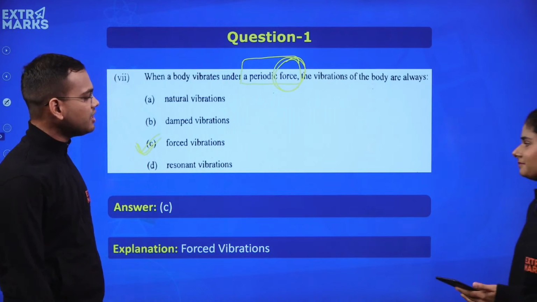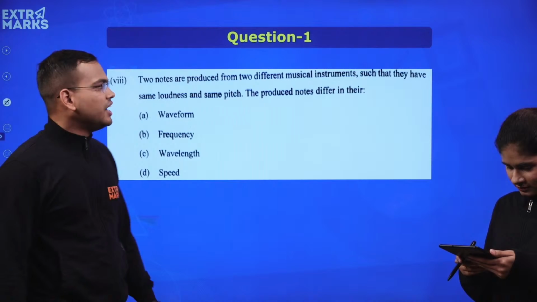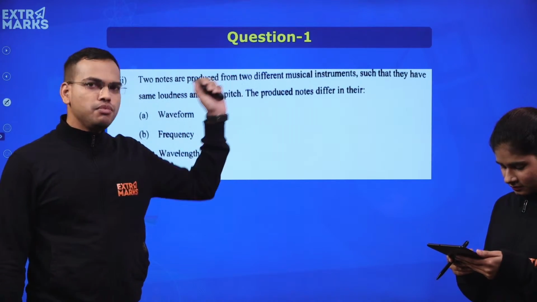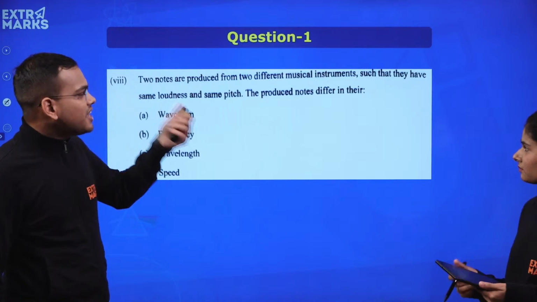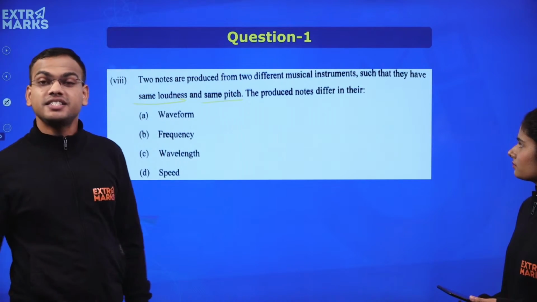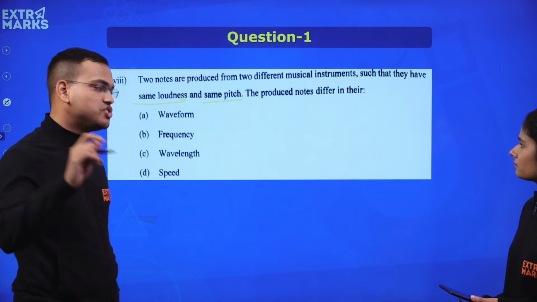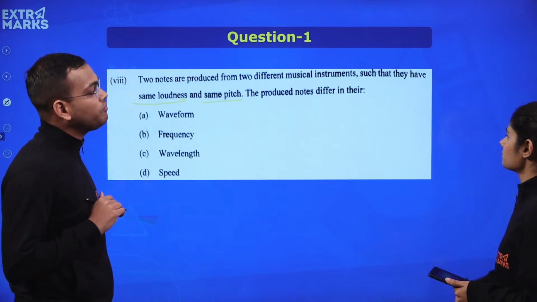Okay? Now let's come to the next question. Very, very simple. Two notes are produced from two different musical instruments. It can be any two, such that they have the same loudness and the same pitch. Same loudness and same pitch. It means their amplitude and their frequency are the same.